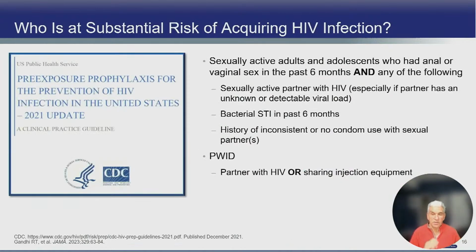We know that the definition in the United States for who comprises this group at risk is anyone who has had anal or vaginal sex in the past 6 months with a sexually active partner with HIV, had a bacterial STI in the past 6 months, or didn't use a condom. So essentially, if you've had unprotected sex without a condom in the last 6 months, you're considered at risk.